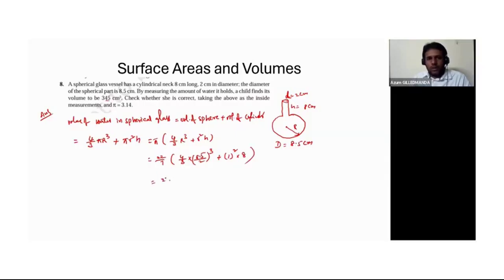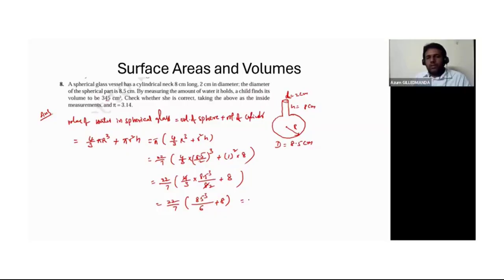Okay. I think the calculation is way more difficult than we thought. So I think I'll leave it to you guys. So 4 by 3 into 8.5 cube by 2 cube, plus 1 square into 8 is 8. So 4 ones, 4 twos we can do. I'll try to simplify as much as I can, and then I'll leave it to you guys. 8.5 cube takes a lot of time. So 3 into 2 is 6 plus 8. If you simplify that, you will get some value.